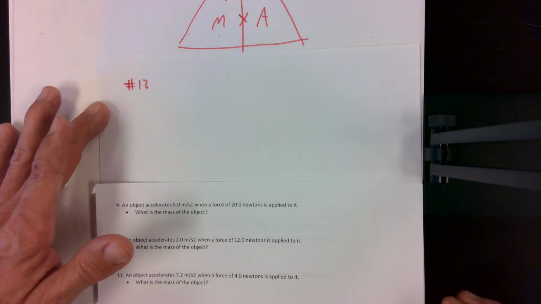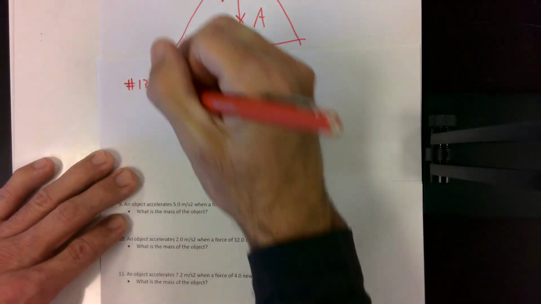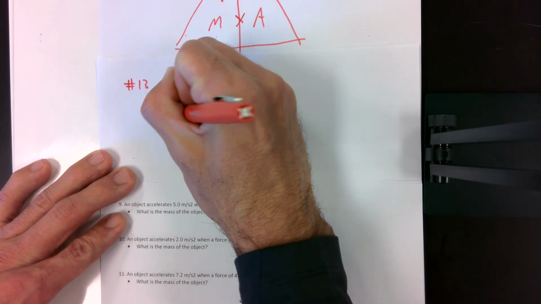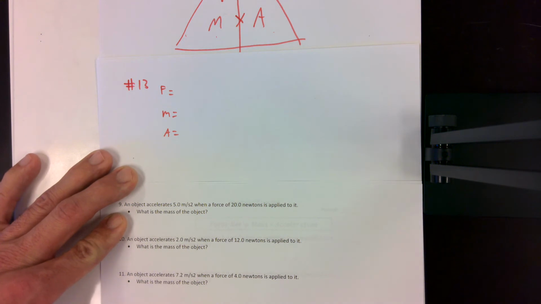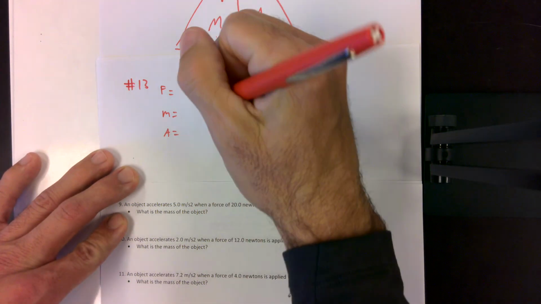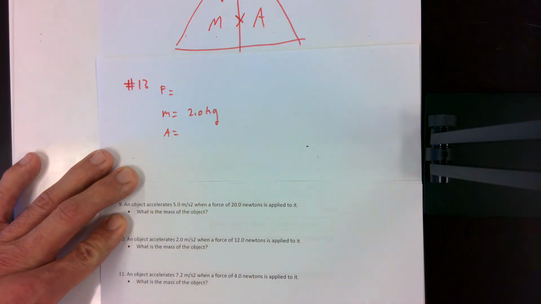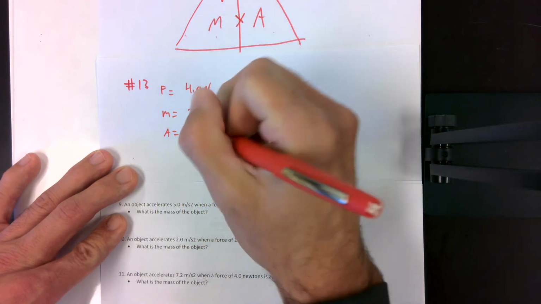So now the last type of problem I want to show you is number 13 on the worksheet. But once again, I want to list my variables: force, mass, acceleration. And it says number 13, an object with a mass of 2.0 kilograms has a force of 4 newtons. So on this one, we want to solve for acceleration.